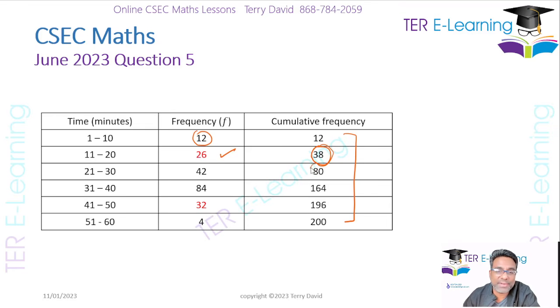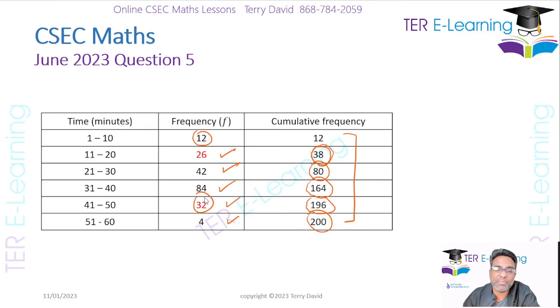When I read off and I get 80 this time, that's the next value I'm reading off from the graph. So 80 minus 38 is going to give me 42. So we're good, right? When I read off the next one, I'm going to get 164. 164 minus 80 is going to give me 84. So we're good there. When I read off the next one, I'm going to get 196. So 196 minus 164, I'm going to get 32. And then the last one, we're going to get 200. So it's going to be 200 minus 196, which is 4.